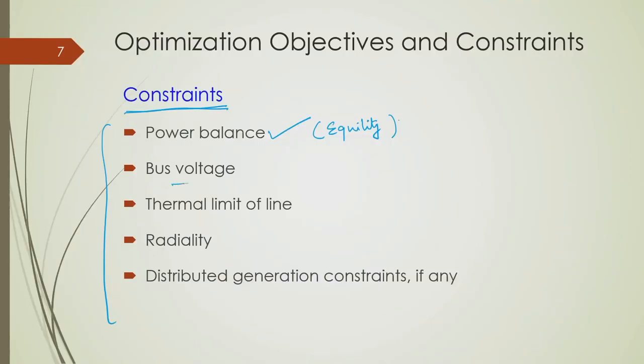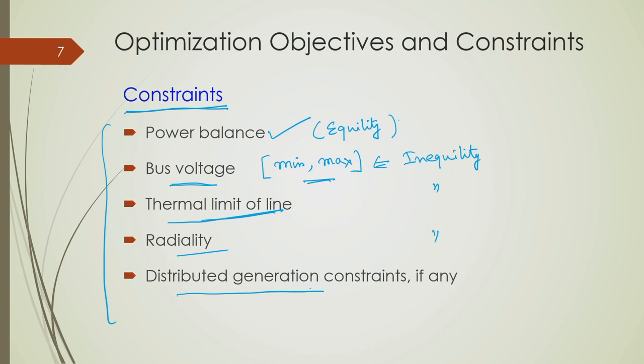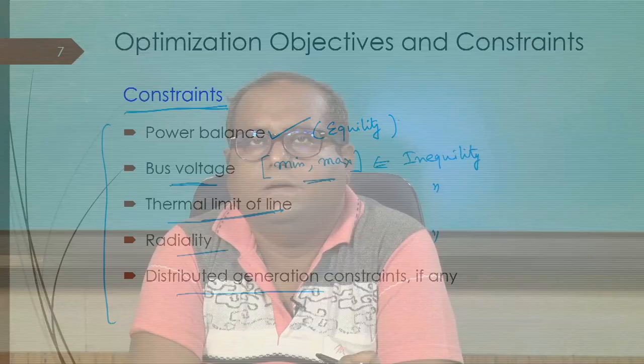Okay. Similarly, there is the bus voltage constraint. So, we have to keep the node voltage or bus voltage in a typical distribution network within minimum and maximum limits. This is something one needs to understand, and these are examples of inequality constraints. Similarly, the thermal limit of a line is also an inequality constraint. Radiality of the network should be intact, which is also a constraint, and if there is any distributed generation unit, then its penetration is another constraint considered in different works. This is a kind of inequality constraint.